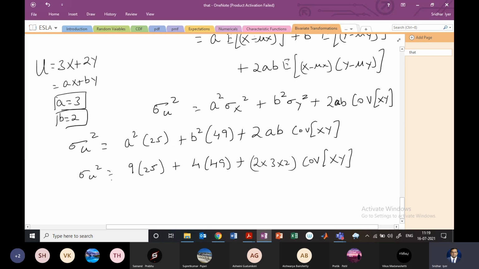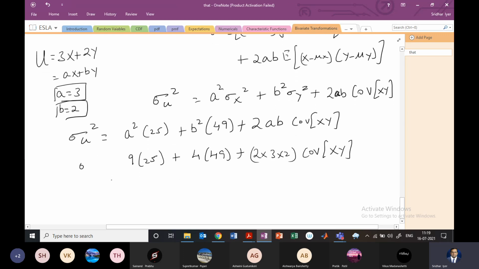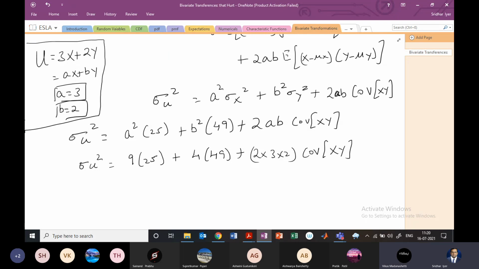Okay. Now we are only left with covariance xy. Can anyone tell me how can we find covariance of xy? Anybody? How can I find covariance of xy? Correlation coefficient. Using correlation coefficient, sir. Yeah, using the correlation coefficient.